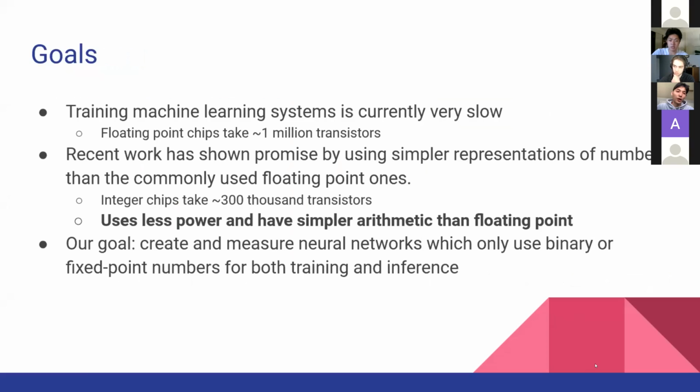So the goal for our project: currently machine learning is very slow because it uses floating point numbers, which take about 1 million transistors. Recent work from another paper has shown that using a simpler representation of numbers like fixed point uses only around 300,000 transistors. So this uses less power and it's a simpler arithmetic operation than floating point. And so our goal is to create and measure neural networks using only binary or fixed point numbers for both training and inference.